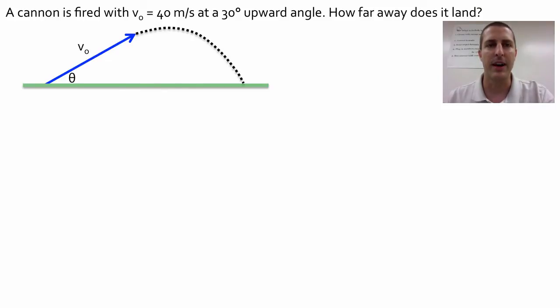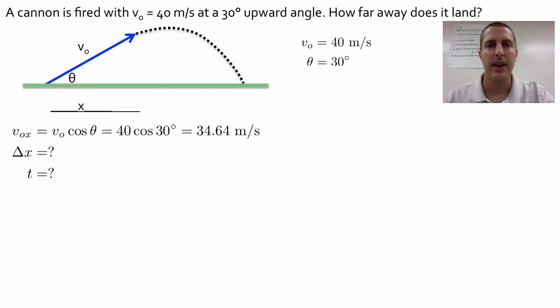So here we have a projectile fired with an initial velocity of 40 meters per second at a 30-degree upward angle. And we want to find out how far does it go. So first, pick out your givens. We have the initial velocity and the initial direction. So we're going to separate things into x and y columns.